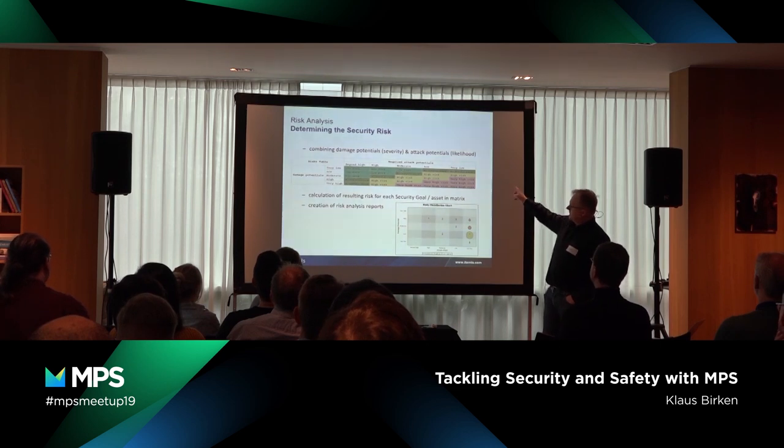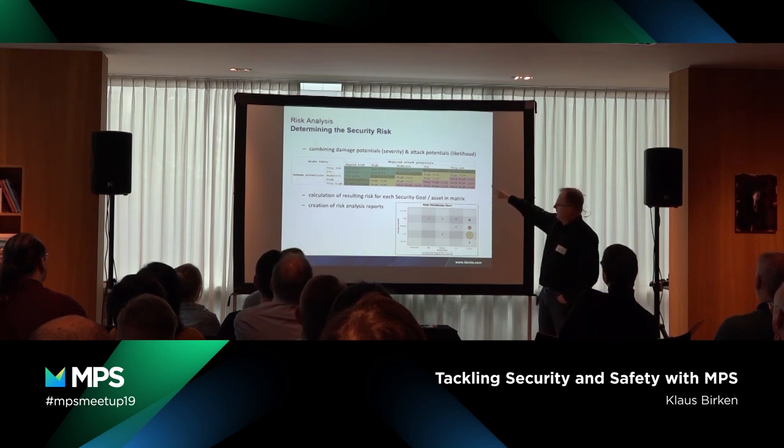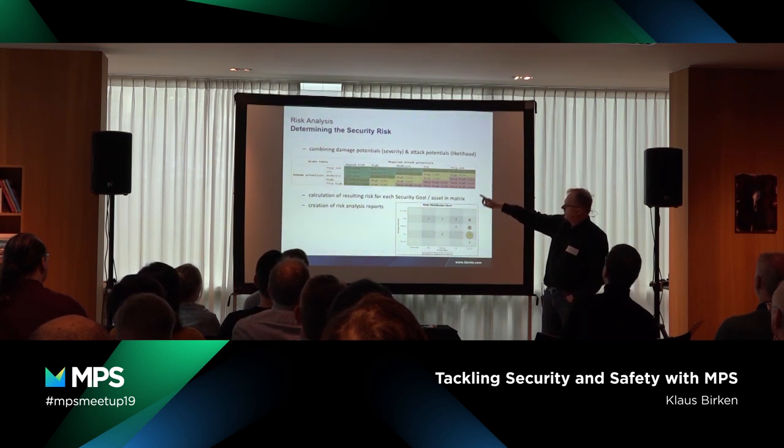What you can see here is this red line I showed you before on this graph from risk to accepted risks. This is the actual line in the tool where we go from very high risk to low risk depending on the damage potentials and the attack potentials.